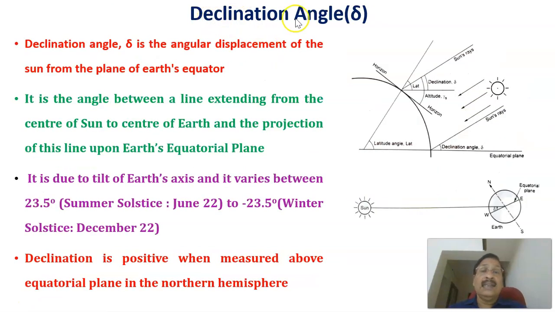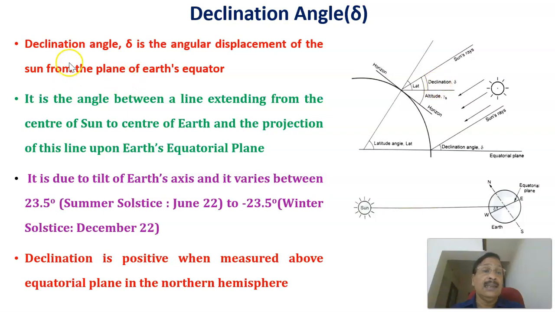Next angle is called the declination angle, that is represented as delta. Declination angle delta is the angular displacement of the sun from the plane of Earth equator. This is the sun and this is the plane of the equator, and this angle we call the declination angle. Or in this one, this is the sunray, parallel to that one, and this is the equator plane. This can be considered as the declination angle.